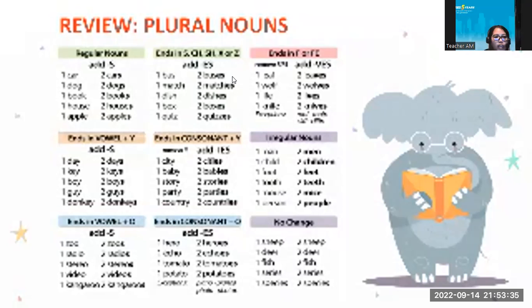Two buses. Okay, yeah, two buses. One match, two matches. One dish, two dishes. Yes, one box, two boxes. You say two boxes. Okay, one quiz, two quizzes.